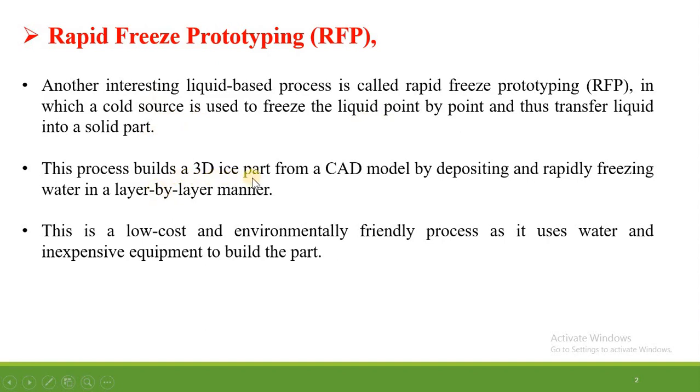This process builds a 3D ice part from a CAD model by depositing and rapidly freezing water in a layer by layer manner. So in this process a 3D CAD model is first built, and that CAD model is sliced into slice information in an STL file, and that STL file is transferred to the rapid freeze prototyping machine, in which layer by layer of water is built and the 3D part is formed. We will see in the next slide.